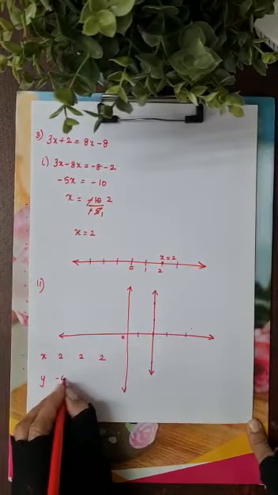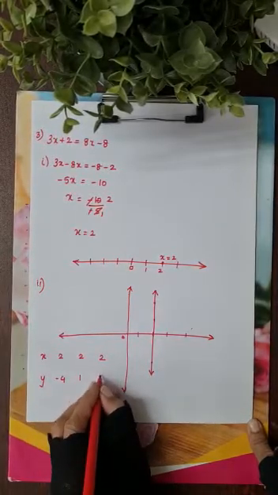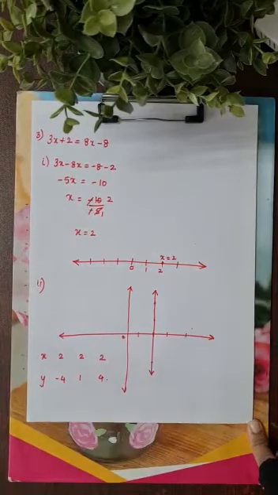So let us write y is equals to minus 4, y is equals to 1 and y is equals to 4. Is that clear, children?